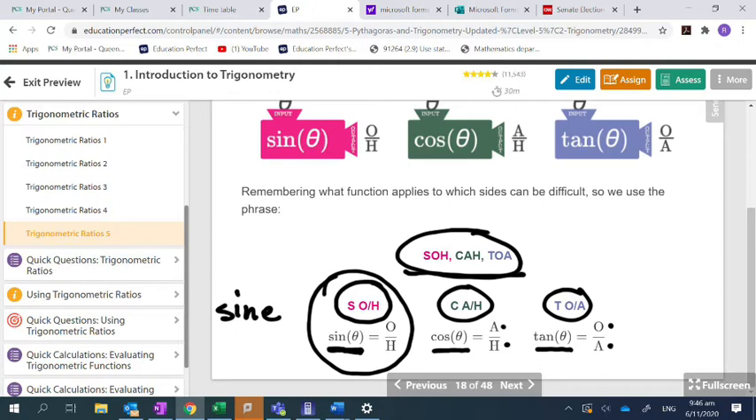What if I can't remember SOHCAHTOA? Well, then you're in trouble. You can remember it. So, opposite over what? Hypotenuse. CAH: adjacent over hypotenuse. TOA: opposite over adjacent. So you're just spelling them out. SOHCAHTOA.